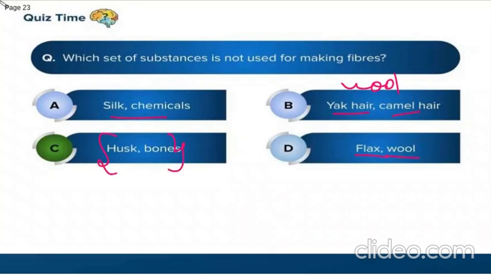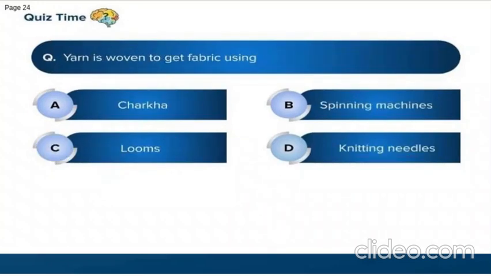So that is the right answer. Next question: yarn is woven to fabric using what? Yarn to fabric is done by what? Charkha, spinning machines, looms, or needles. Let's count till 10. 1, 2, 3, 4. Make sure you're writing it in the chat box. 5, 6, 7, 8, 9, and 10.